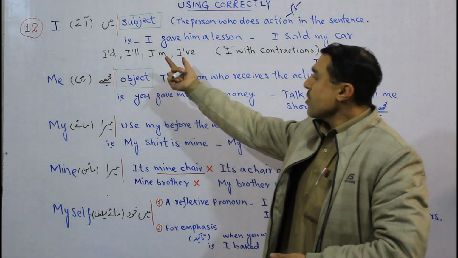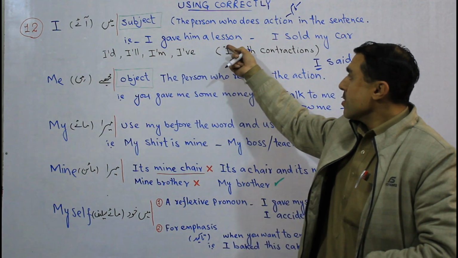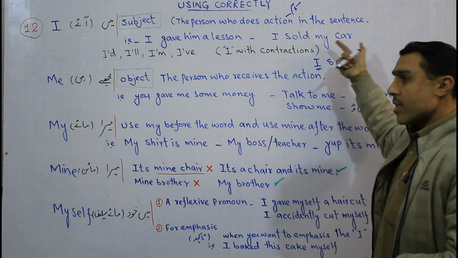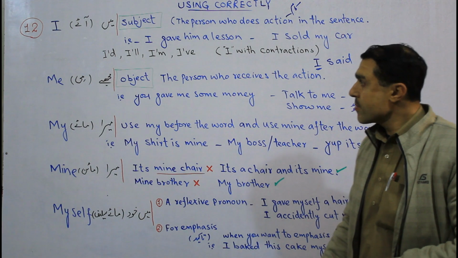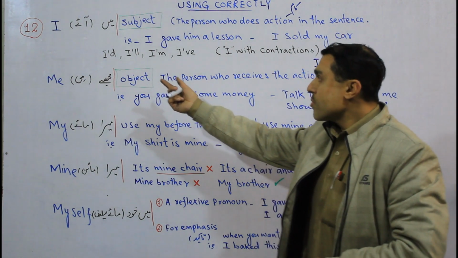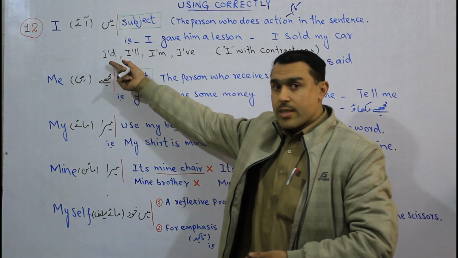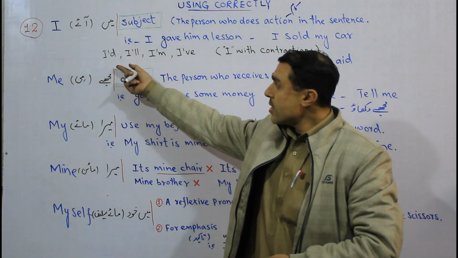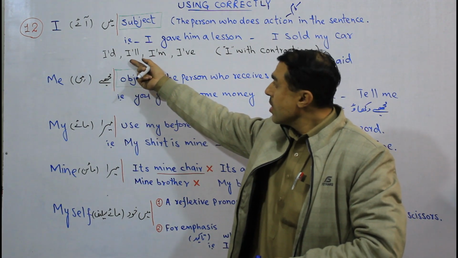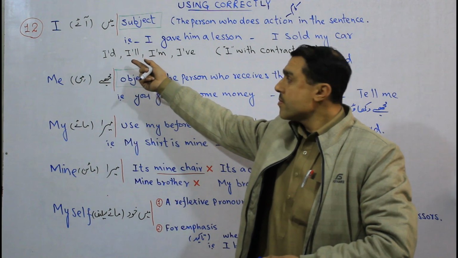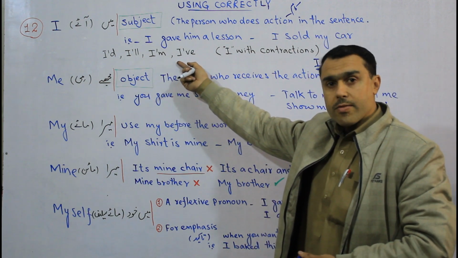We have very few examples here. I gave him a lesson. I sold my car. I told a joke. So I could be used with different contractions. So we can say I'd. We can even use this with I would, I will, I am, I have.